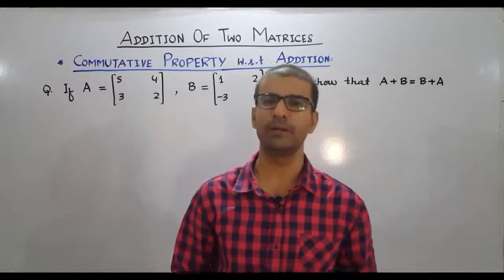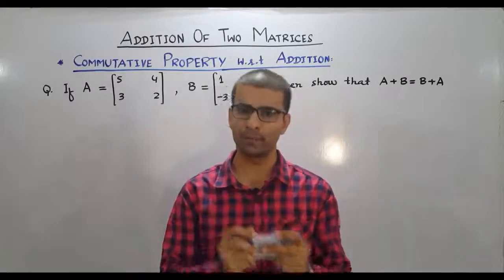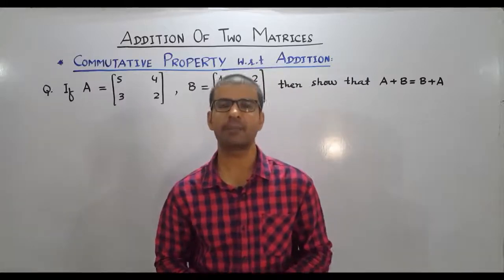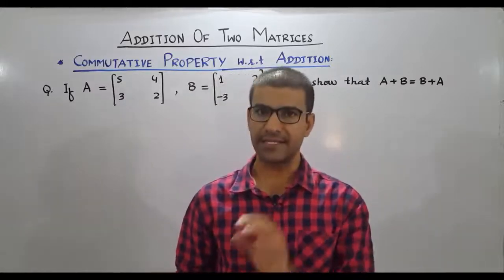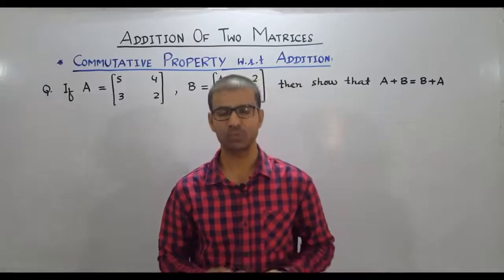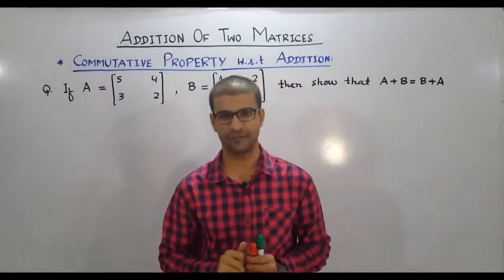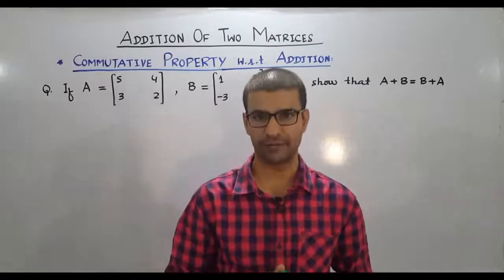In this video, you will learn commutative property with respect to addition. What is commutative property? 2 plus 3 is equal to 3 plus 2. You can change the order in addition. 2 plus 3 is 5. 3 plus 2 is also 5.